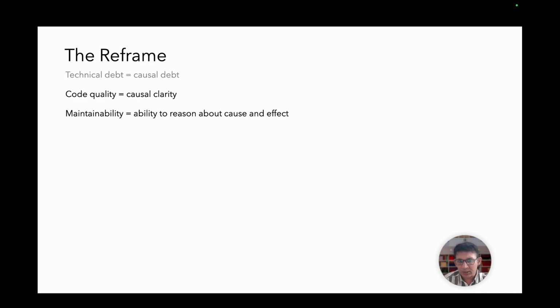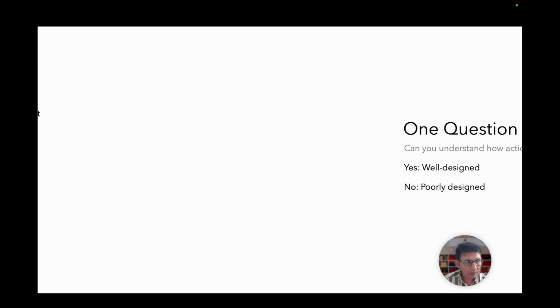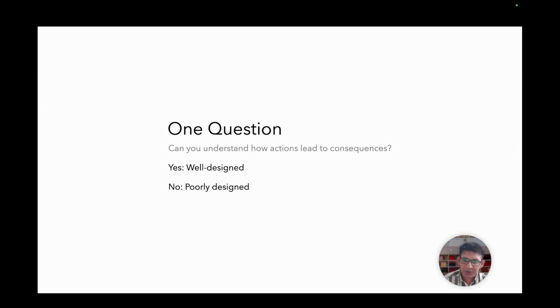Technical debt is causal debt. Code quality is causal clarity. Maintainability is the ability to reason about cause and effect. Now, one question: can you understand how actions lead to consequences in the system? If yes, your system is well designed, regardless of technologies or patterns. If no, your system is poorly designed, no matter how elegant.